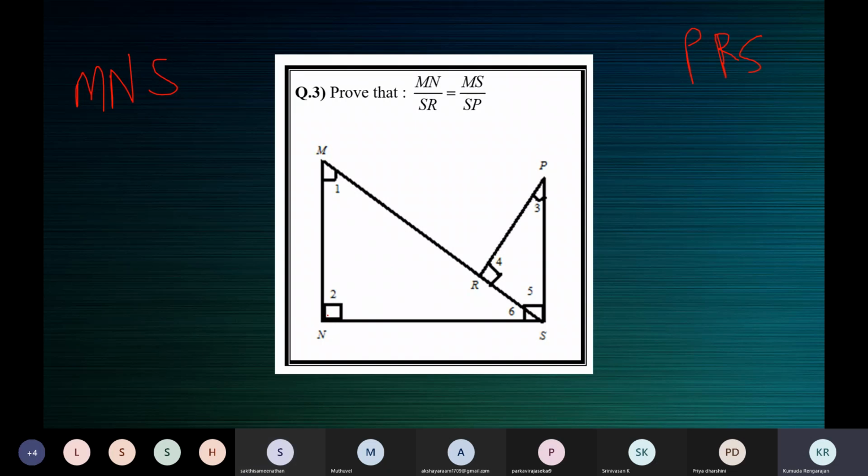Okay. So what will you say? In triangle MNS, angle 2 is equal to angle 4 in PRS. Yes, ma'am. Then, next. What's the next information? Next equality. Ma'am, we can prove that MN is parallel to PS, ma'am, as MNS is equal to PSN, ma'am.